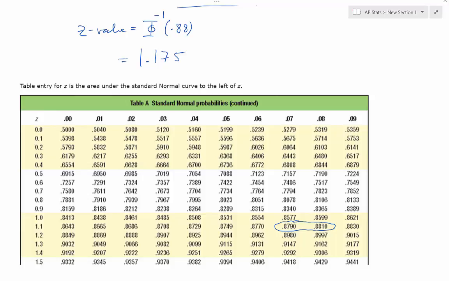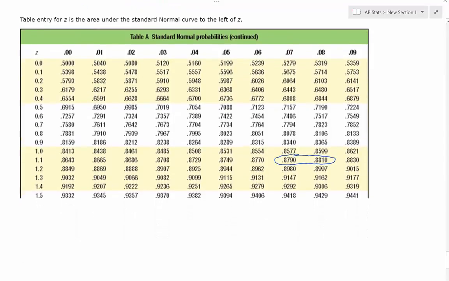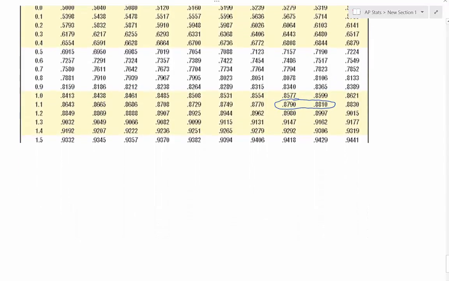So 1.175 standard deviations above the mean has 88% below it, and similarly 1.175 standard deviations below the mean has 88% above it and 12% below it. So I need to go 1.175 standard deviations either side of 110. So the values are going to be 110 plus and minus 1.175 times the standard deviation, which is 110 plus and minus 29.375.